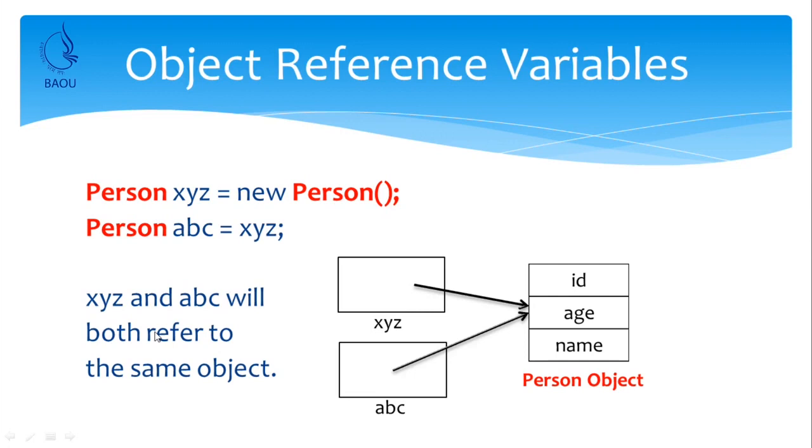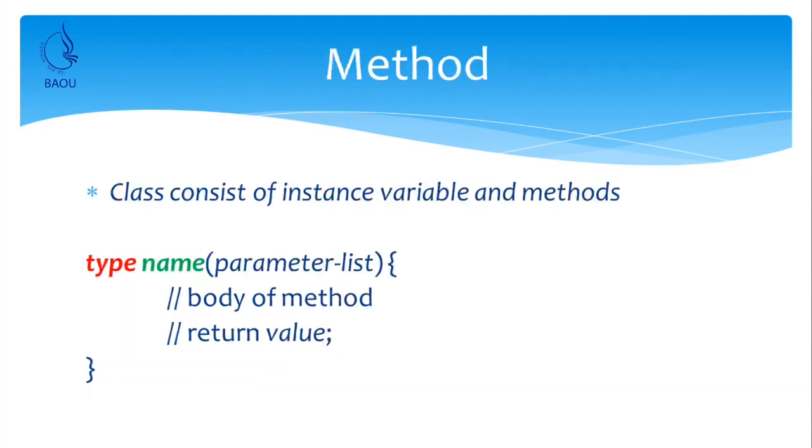So, you might be surprised to know that xyz and abc will both refer to the same object, and there is no different object like an ordinary variable. Now, we discuss method in detail.